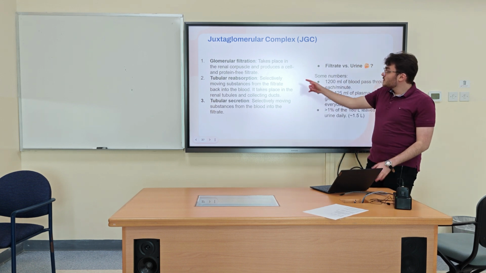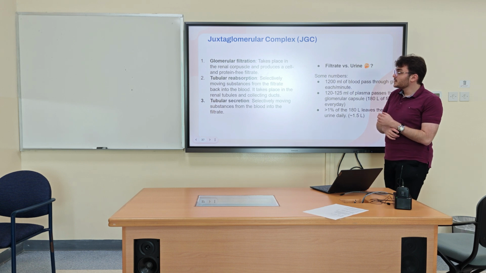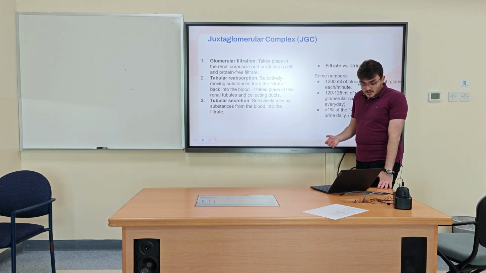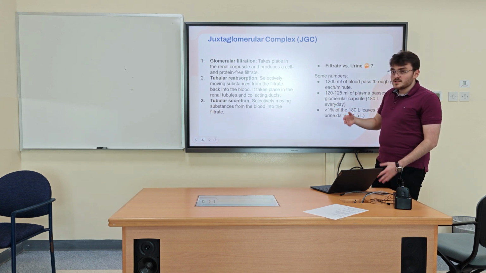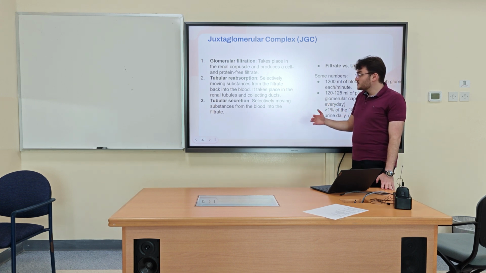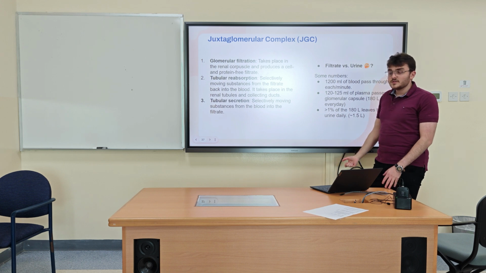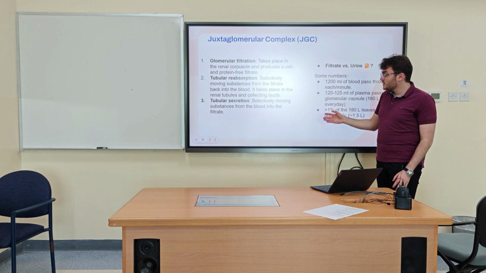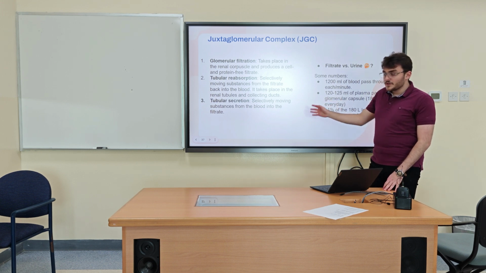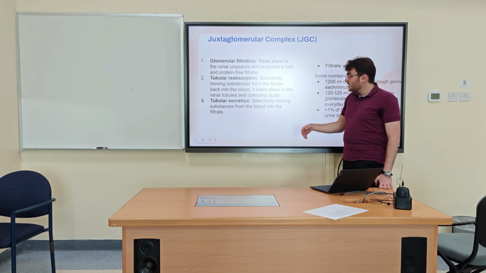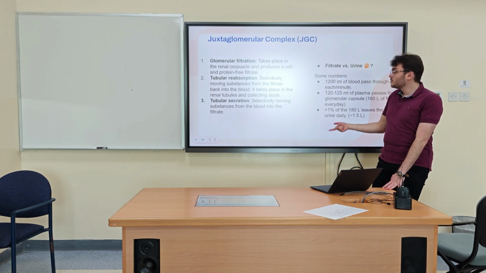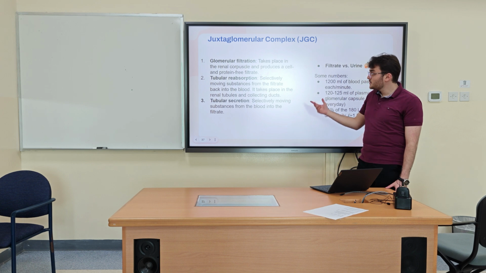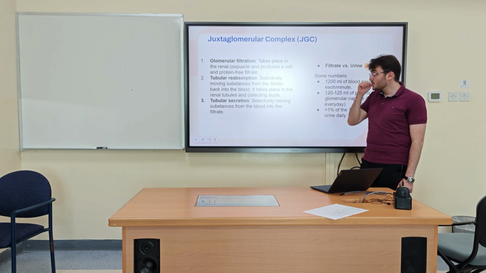Okay. So the glomerular filtration takes place in the renal corpuscle and produces a cell-free and protein-free filtrate. The tubular reabsorption, as the name suggests, selectively reabsorbs, moving substances from the filtrate to the blood vessels. It takes place in the renal tubule and collecting ducts. It's, by the way, the same location for the tubular secretion. For the tubular secretion, it's selectively moving substances from the blood into the filtrate. So it's the opposite of reabsorption.